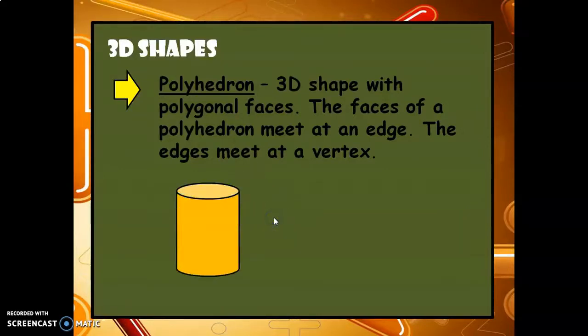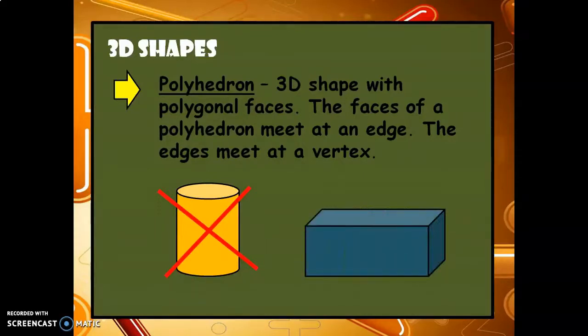I'll just give you an example. Now in geometry, this 3D shape is called the cylinder. This cylinder is not considered a polyhedron because not all the faces are polygons. You could see there, you have two faces which are circles and the other one is a rectangle, but it is not a flat polygonal face, so therefore this cylinder is not considered a polyhedron.